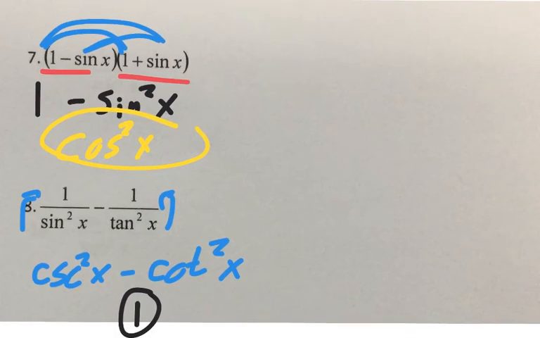I know I'm not writing that down. It's the same thing I just wrote down earlier. We're manipulating the Pythagorean identity to make it say what we want it to say.